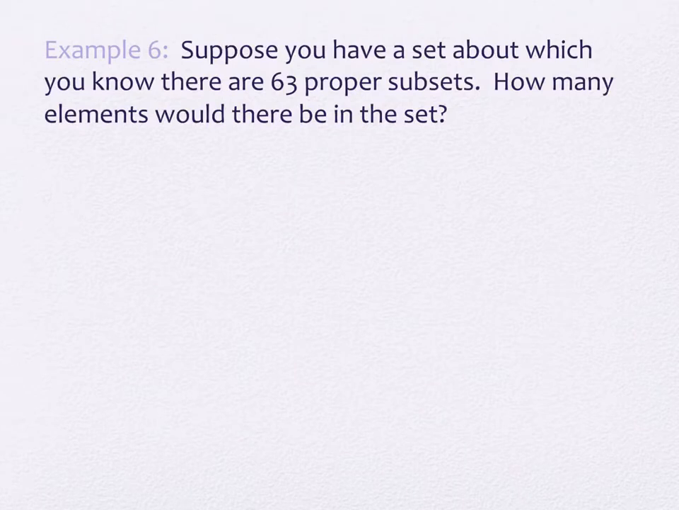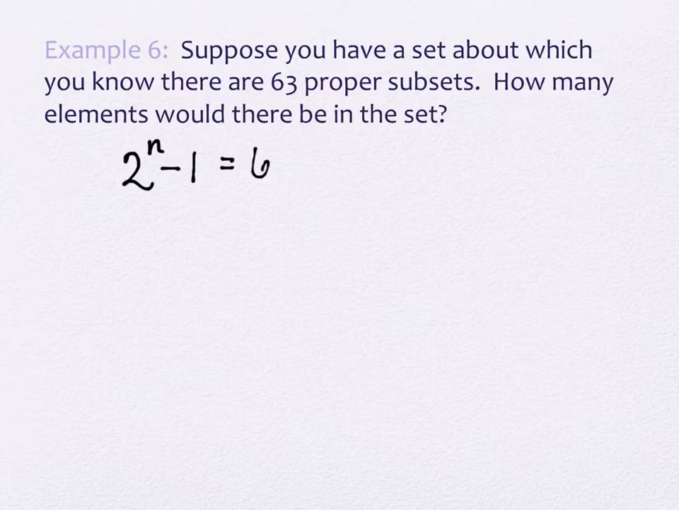If you go the other direction, for instance, if you know how many subsets or proper subsets there are, you can actually find out how many elements there were as well. So suppose that you have a set about which you know there are 63 proper subsets. How many elements would be in the set? Well, proper subsets have this form, 2 to the n minus 1. So you can start with that. It says that this quantity, 2 to the n minus 1, is 63. That's the setup, written in math notation, and we're trying to figure out what n is.